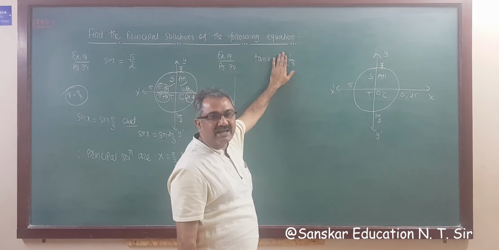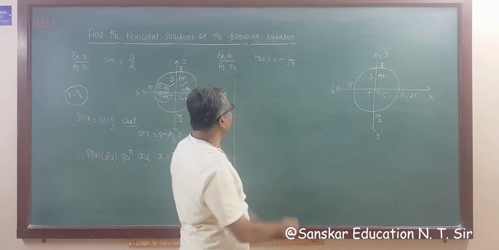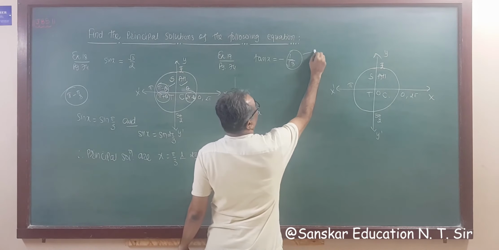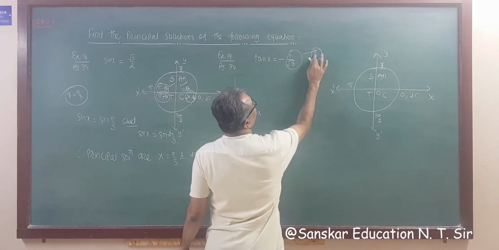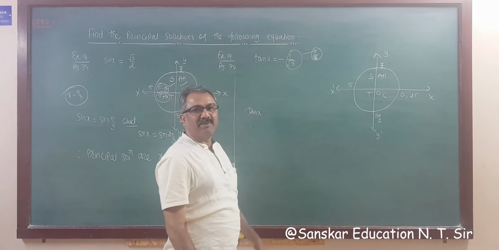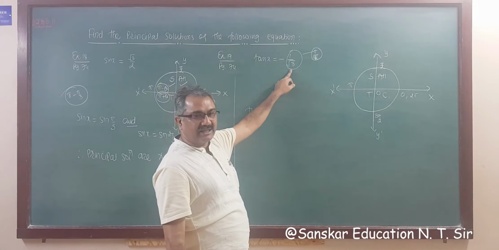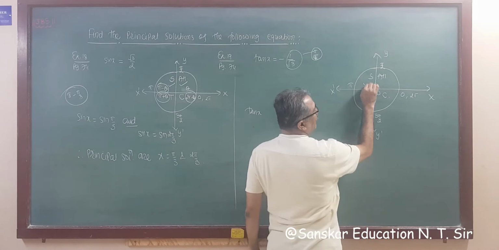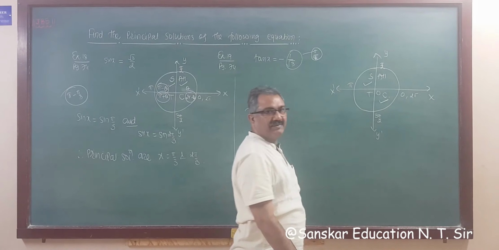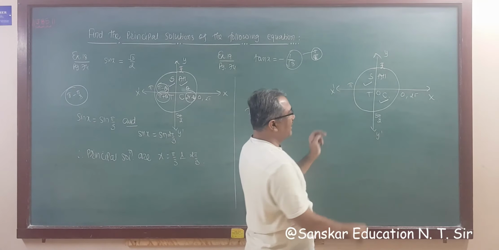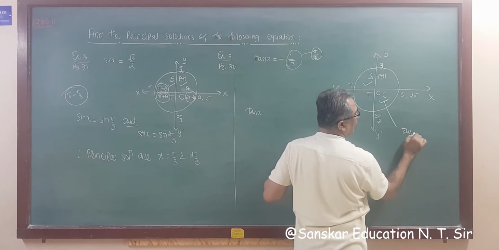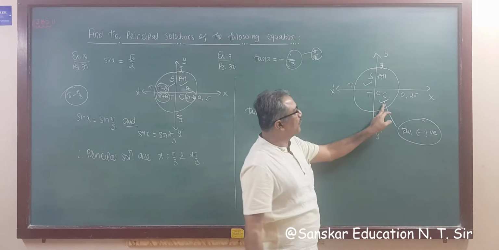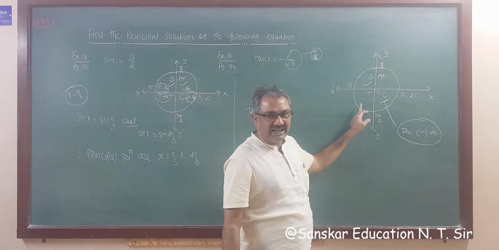1 upon root 3 means tan 30, 30 means pi by 6. So tan x, this is your pi by 6, I am not considering the sign. Because tan pi by 6 is 1 upon root 3, tan 30. Now minus, tan is negative in the second quadrant and fourth quadrant, right? Tan is negative in the fourth quadrant and second quadrant, and in the first quadrant all are positive, tan positive.